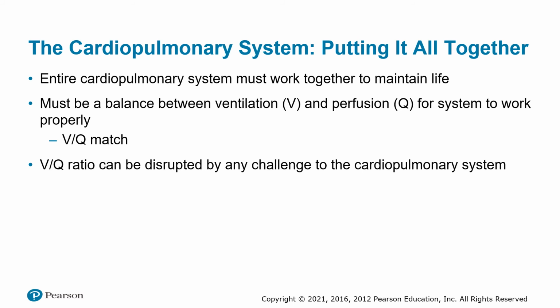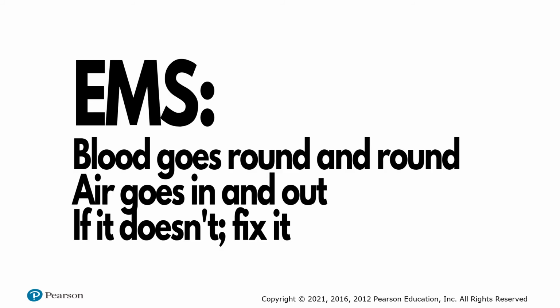There must be a balance between the ventilation and perfusion for the system to work properly, that VQ match. And when the VQ ratio is disrupted, it creates a problem for the cardiopulmonary system to work effectively. Again, blood goes round and round, air goes in and out. If it doesn't, we need to fix it.